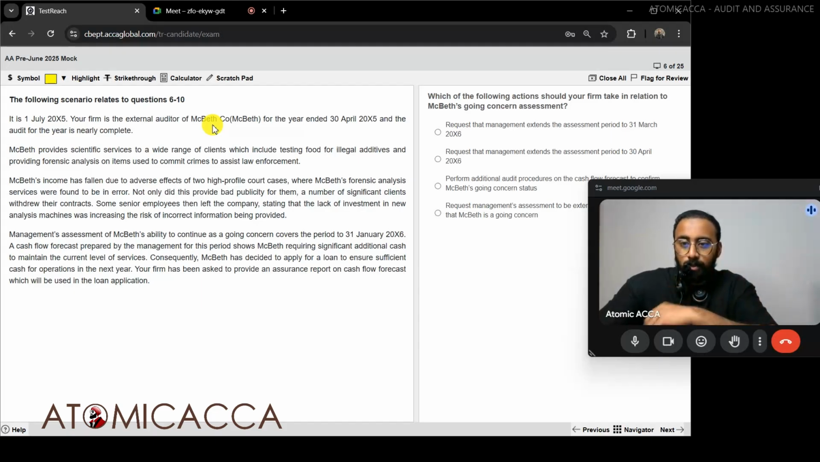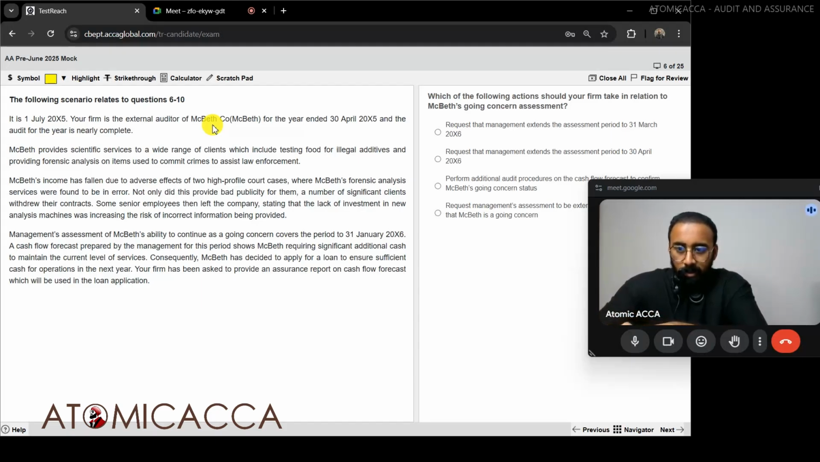Macbeth provides scientific services to a wide range of clients, which include testing food for illegal additives and providing forensic analysis on items used to commit crimes to assist law enforcement. Oh, complicated stuff. Macbeth's income has fallen due to the adverse effect of two high-profile court cases where Macbeth's forensic analysis services were found to be in error. Not only did this provide bad publicity for them, a number of significant clients withdrew their contracts. Some senior employees then left the company, stating that the lack of investment in new analysis machines was increasing the risk of incorrect information being provided.